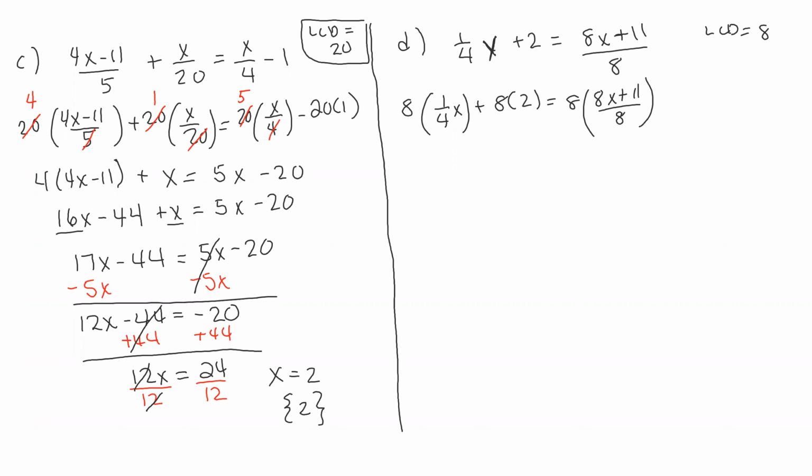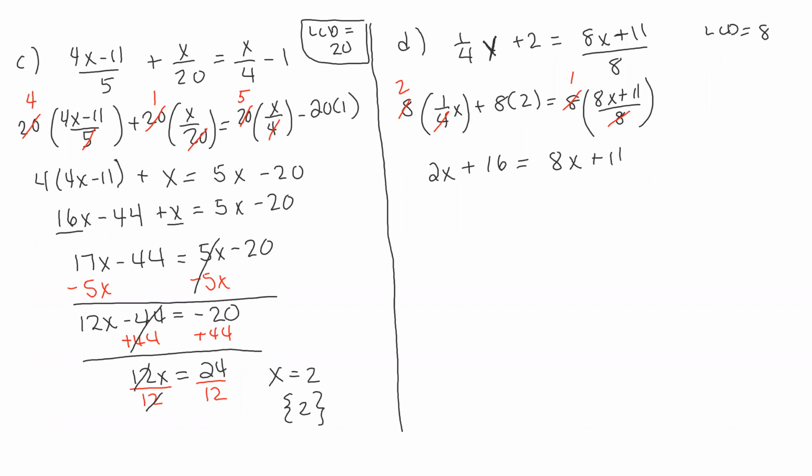Now I want to simplify where I can. In the first term, 4 goes into 8 twice. In the second term, there's nothing to reduce, so I'll just multiply that out in the next step. And then in the third term, 8 goes into itself once. So let's simplify, see what we have. For the first term, it's going to simplify down to 2 times 1x, or just 2x. 8 times 2 is just plain old plus 16. And then finally, I have 1 times 8x plus 11. So 1 times 8x plus 11 is just 8x plus 11.